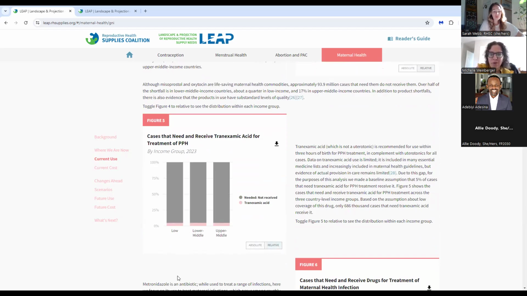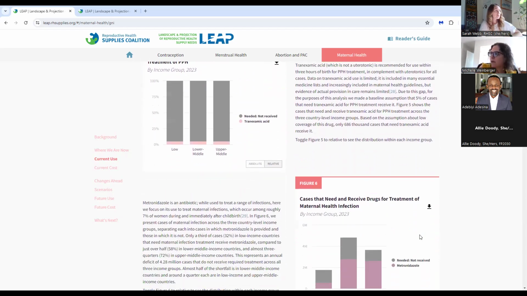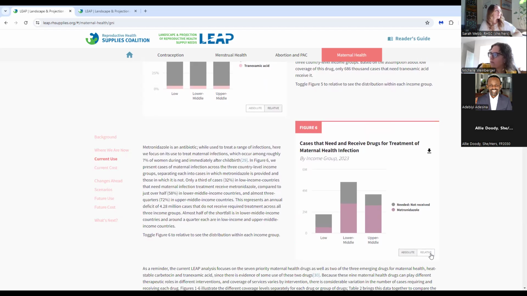We know it's not zero because some countries have started to introduce it, but it hasn't really been scaled anywhere. So I think for this one, it's more about exploring what the future might look like. And then finally, we looked at metronidazole for maternal health infection. And again, we see low income countries lagging behind in terms of their coverage.